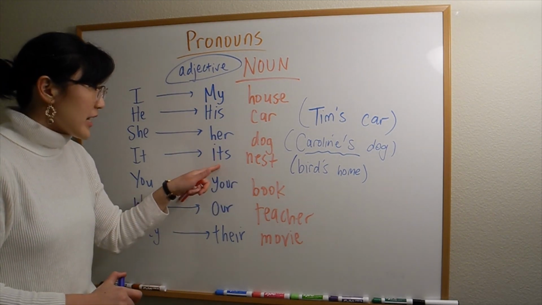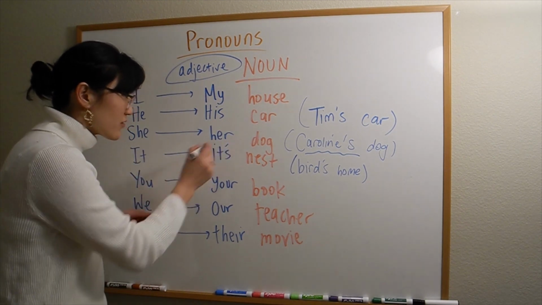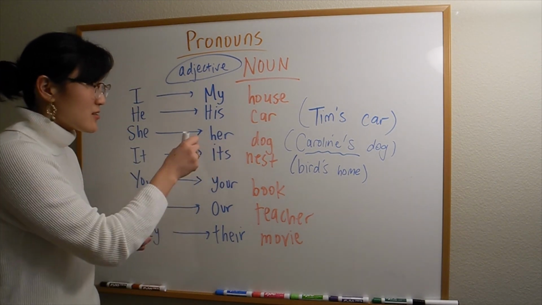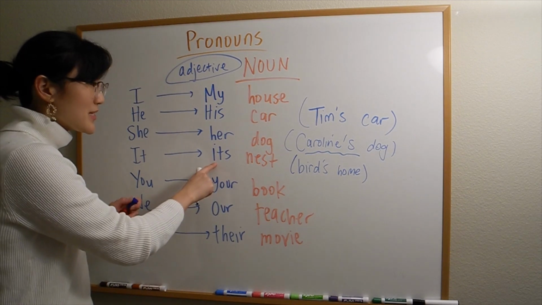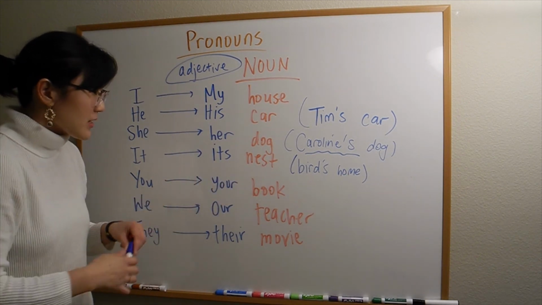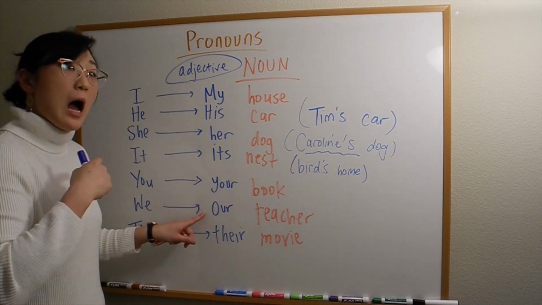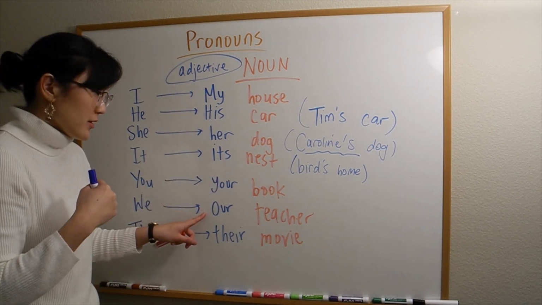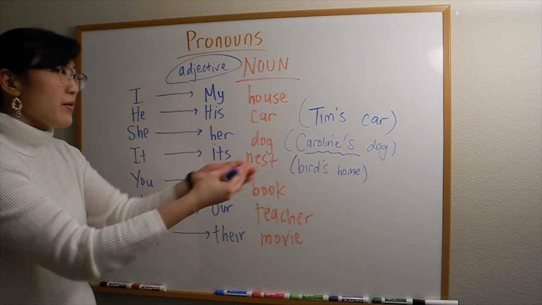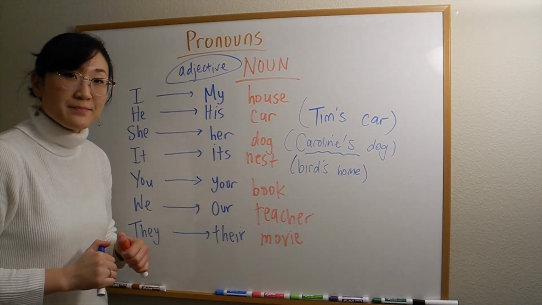Now look, very careful. It has no apostrophe. Apostrophe means it is, right? No apostrophe is possessive. Its nest. This is your book. That is our teacher. Oh, and this is their movie, right?